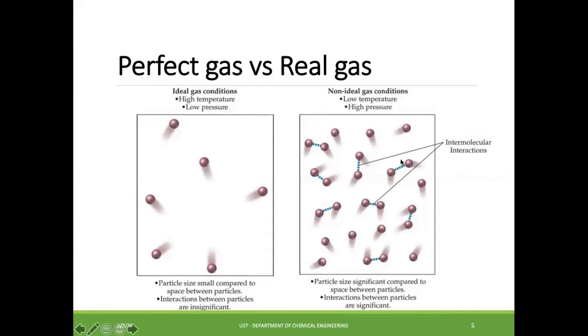For real gases, we are considering high pressure here and low temperature. So gas molecules have volume, which reduces the volume in which they can move. They exert attractive forces on each other, which reduces the pressure, and they exert forces on the container walls. So in terms of particle size, this is more significant compared to the space between particles. And we are now considering the interactions between particles.